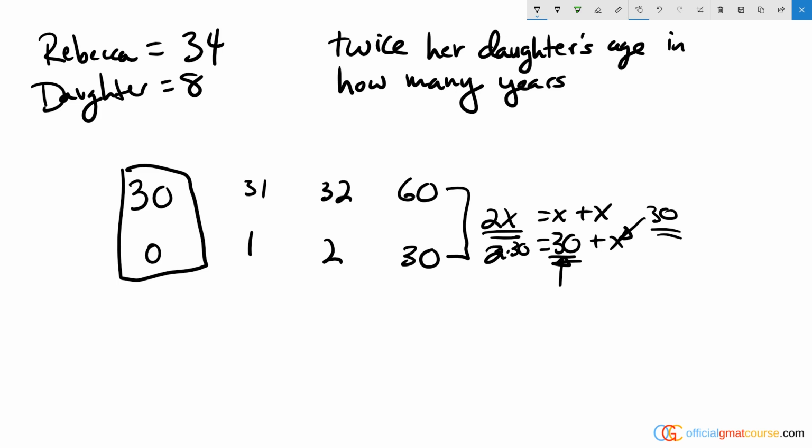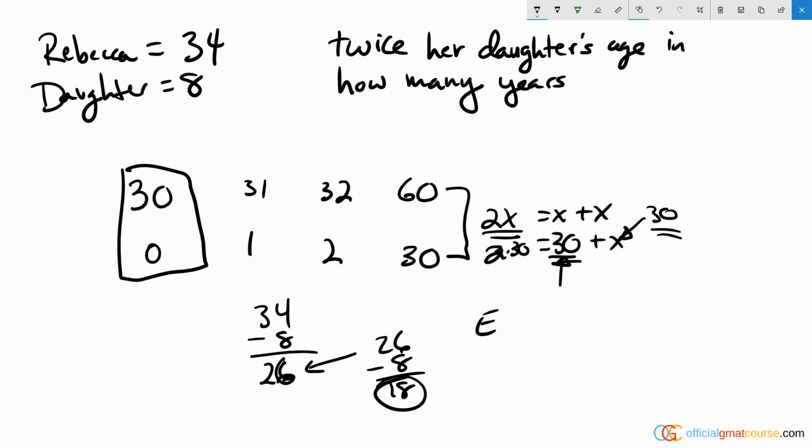We could do this with Rebecca and her daughter by saying, when was Rebecca's daughter born? Well, she was born 8 years ago when Rebecca was 34 minus 8. So that would be 26, which means her daughter will be half Rebecca's age when her daughter's 26. And since her daughter is 8, that is going to be in 18 years, which would be answer choice E.